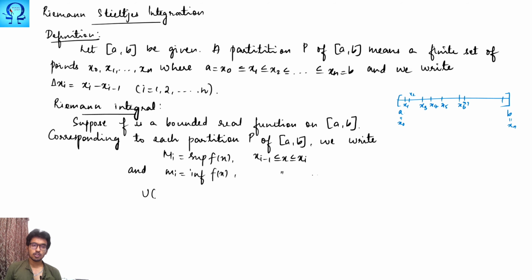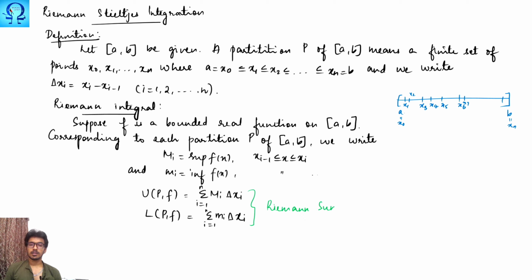And the notation U(P, f) is the summation, i runs from 1 to n, of capital Mi multiplied with delta xi, and this L(P, f) is the summation, i runs from 1 to n, of small mi delta xi. Here these two together are called Riemann sums. Individually, U(P, f) is known as the upper Riemann sum, and L(P, f) is called the lower Riemann sum.